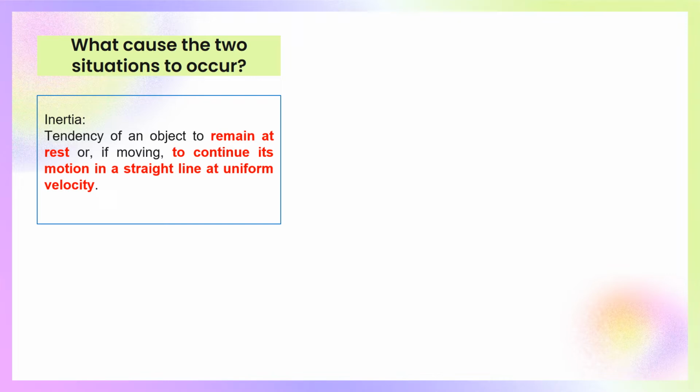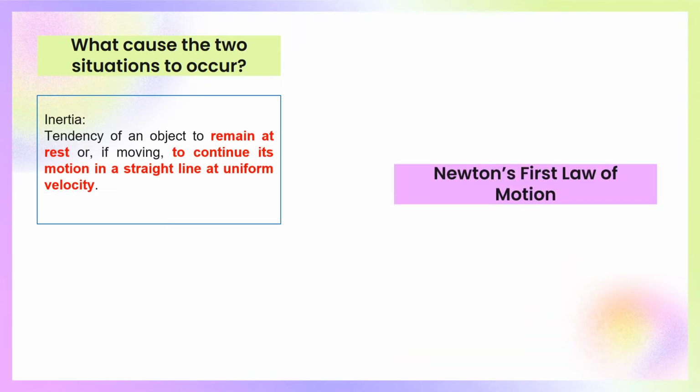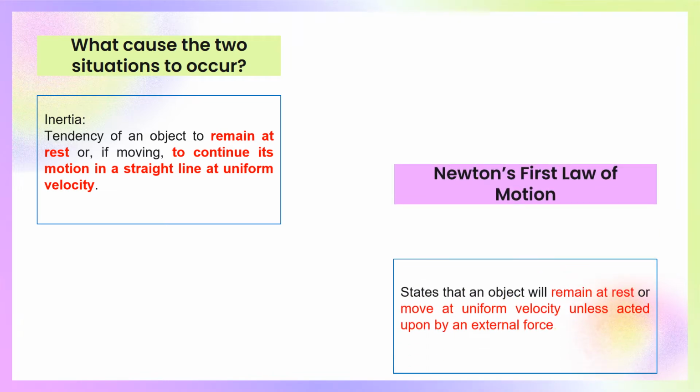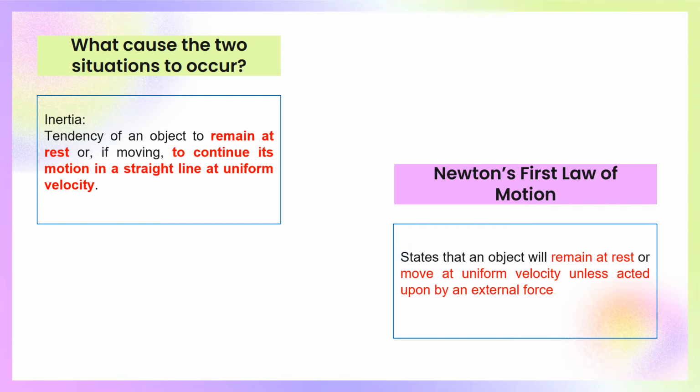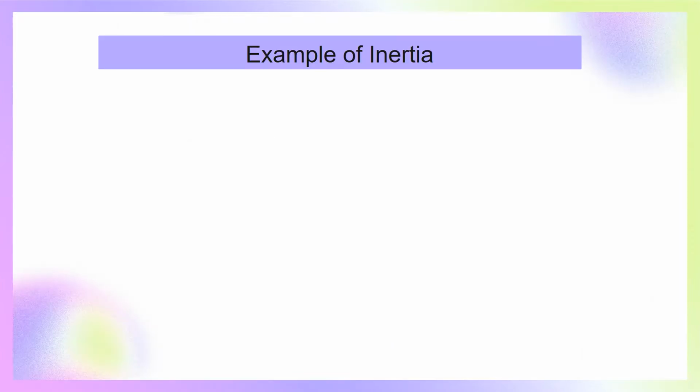So, the concept of inertia is explained also in Newton's first law of motion. Newton's first law of motion states that an object will remain at rest or move at uniform velocity unless acted upon by an external force. Now, let's look at the other examples that involve inertia.